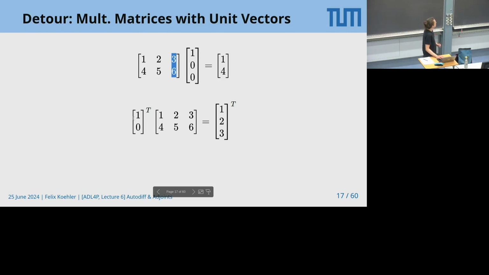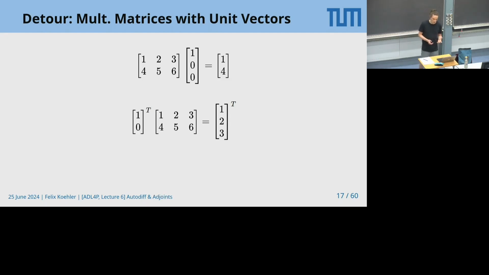If I use a row vector to multiply the matrix from the left, so here I just use a column vector and transpose it, and I use 1, 0, this extracts the 0th row, so it gives me 1, 2, 3. If I chose 0, 1, I would get 4, 5, 6. Okay, why am I doing this?